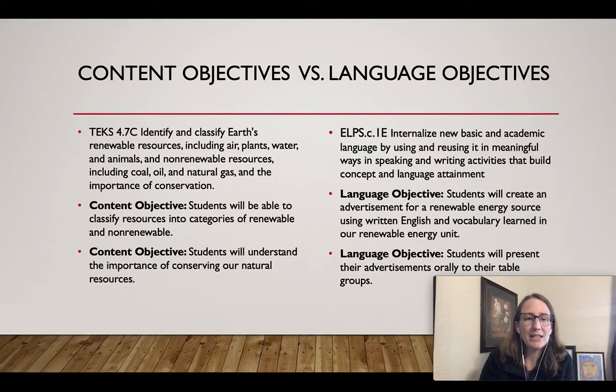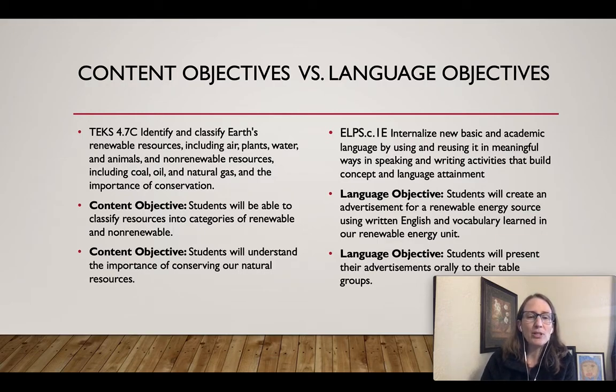These are from the science TEKS, and so this is 4.7C. It's a science TEKS saying students will be able to identify and classify Earth's renewable resources, including air, plants, water, and animals, and non-renewable resources, including coal, oil, natural gas, and the importance of conservation. So this is your content standard. This is what you're trying to teach. This is what the state of Texas says that students should be able to do in fourth grade.